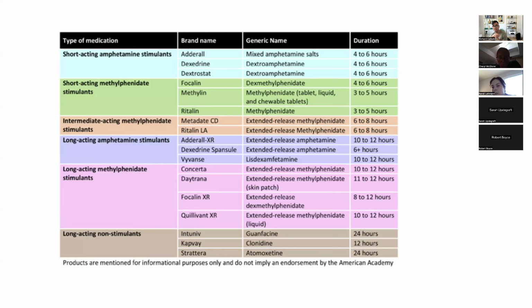Is it the parietal lobe? What is it? Sorry, mute yourself if you're not on, Sarah.